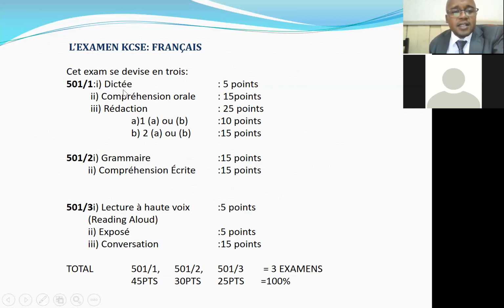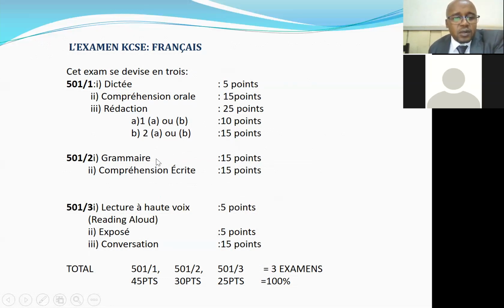Paper 3 comes earlier. So we have paper 1, which will have dictation, 5 marks, which is also 5%, comprehension, that is oral comprehension, compréhension orale, which is 15 marks. Then we have the compositions we are calling rédaction, totaling to 25%. Basically, there are 2 compositions. Composition 1, A or B. Composition 2, A or B. For composition 1, 10 marks. For composition 2, we have 15 marks.